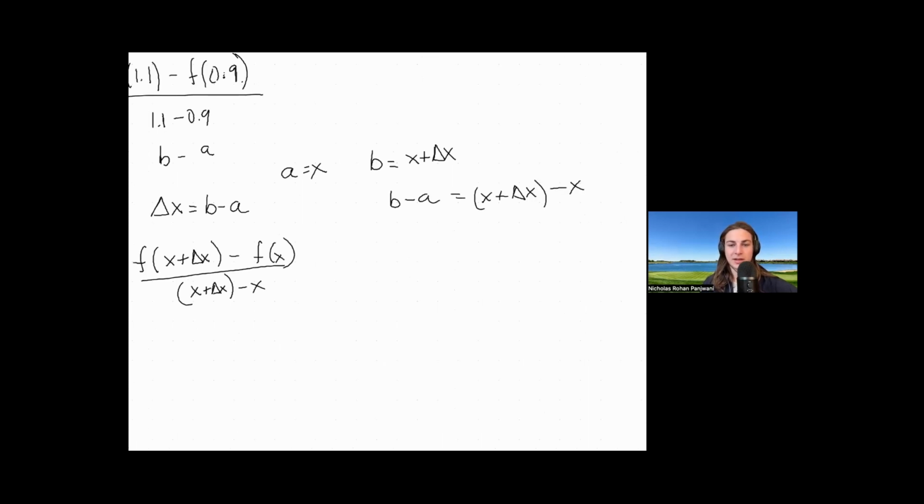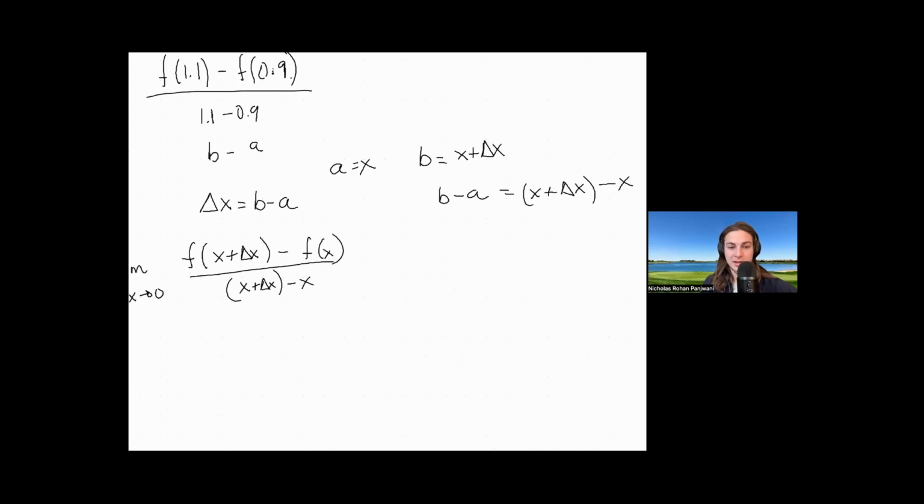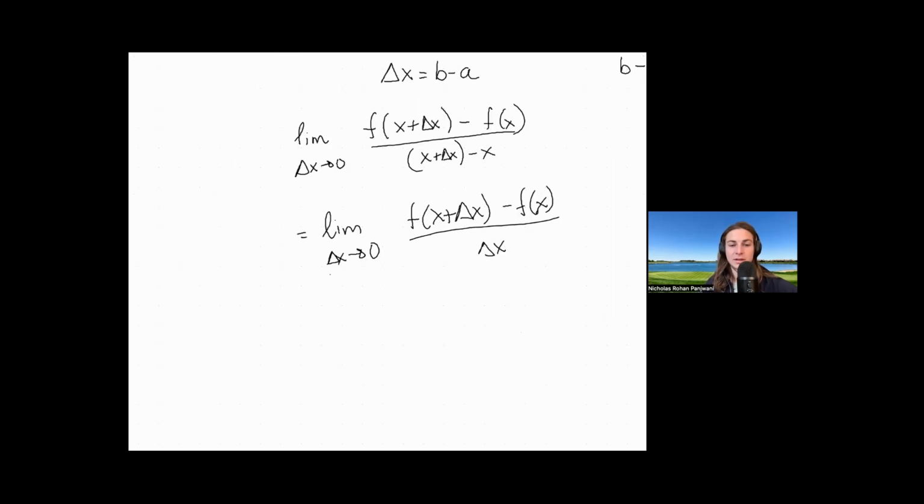All of this is the same, it simplifies down to the same thing. So this b minus a, the denominator here, simplifies to just delta x. Sometimes you may also see, if you look online or in some kind of textbook, the limit as h approaches 0, and that h is the same thing as this delta x. So f of x plus h, just to differentiate it as a different variable. Sometimes you'll see it as that.